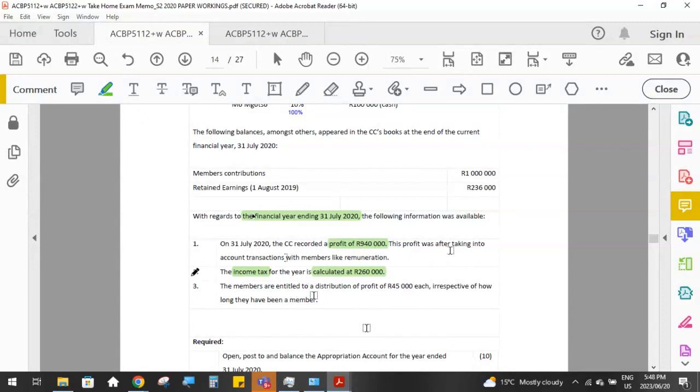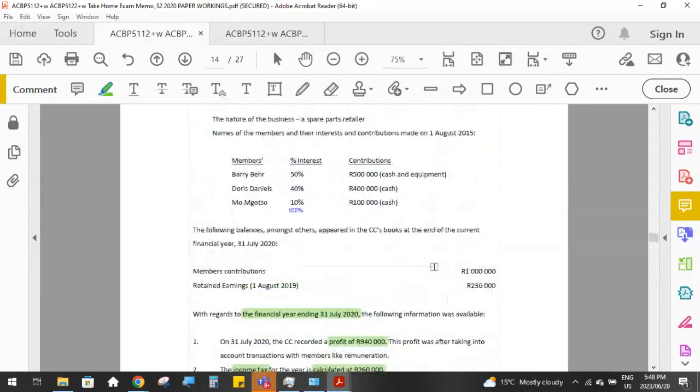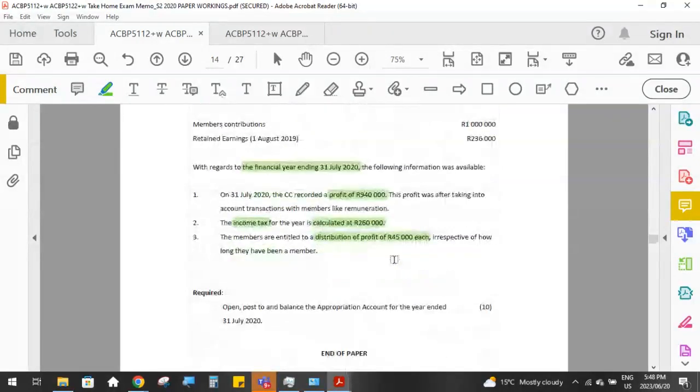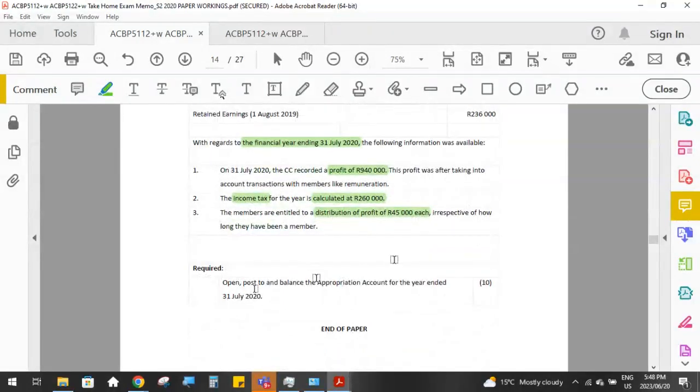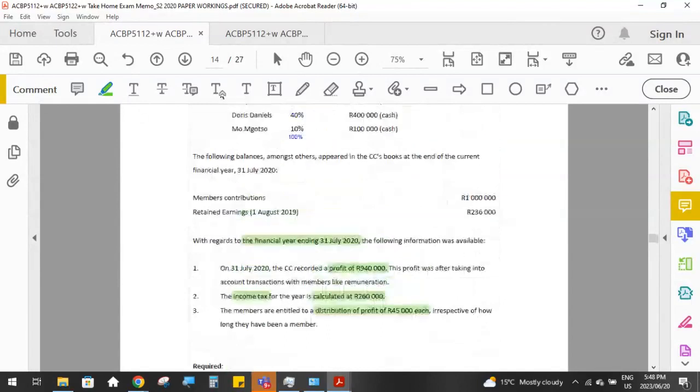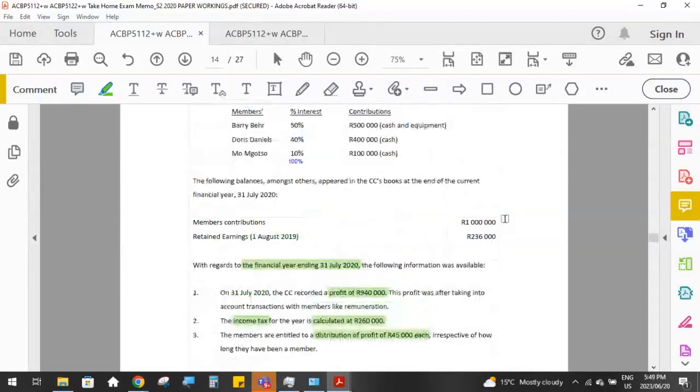And the members are entitled to a distribution of profit of 45,000 Rand each, irrespective of how long they have been a member. Okay, so in this case, it looks like all of these members joined from the beginning. Open, post to and balance the appropriation account for the year ended 31 July 2020. Okay. Everybody got that? Okay, have a look at that information.